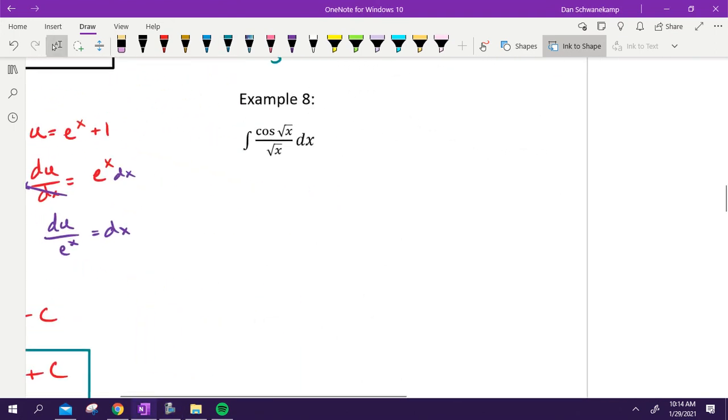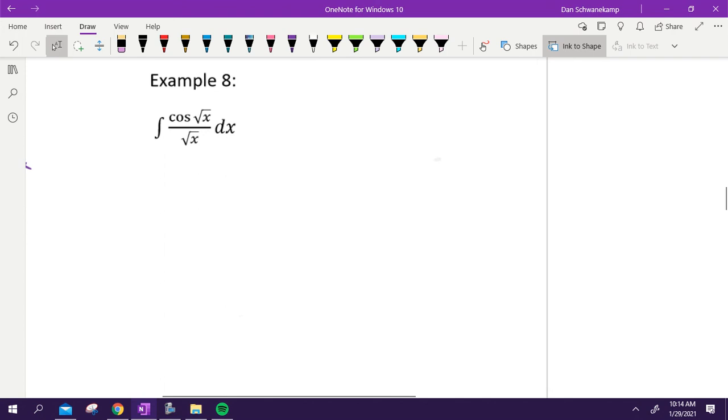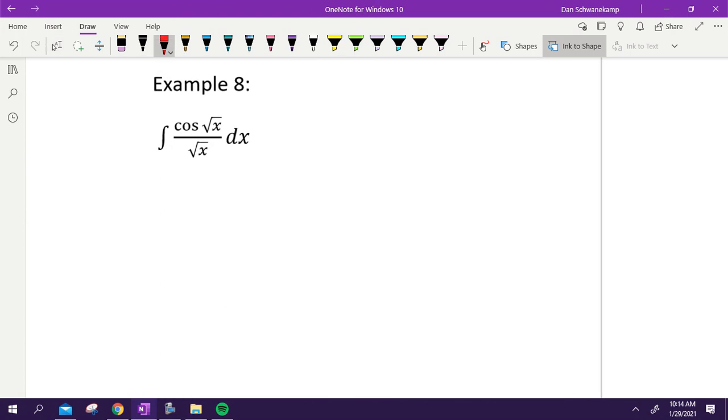All right, next one. Example 8, last one. We start off with identifying a u. Any guesses as to what my u is going to be here? It's not going to be cosine square root of x, because think about why. What would be the derivative of cosine? Sine with some stuff. I don't have any sines here. That's not going to cancel with anything, so that would be bad. I need it to cancel with something.